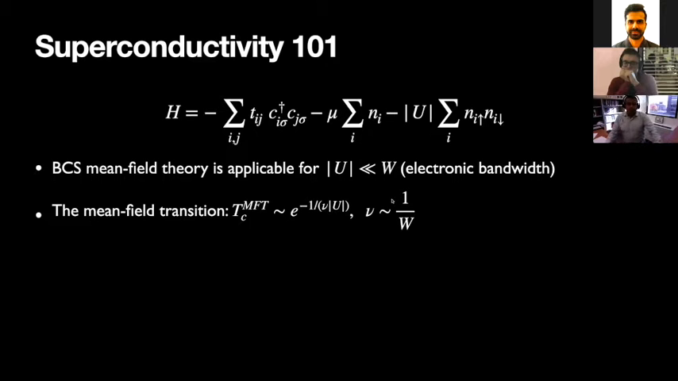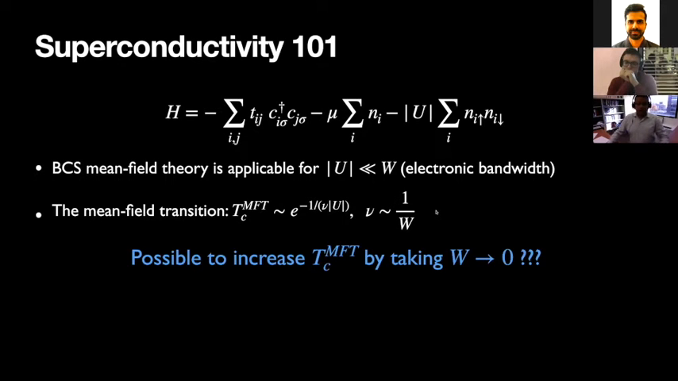Now, the question is whether I can crank up this mean field transition temperature simply by either making my bandwidth smaller and smaller, which enhances the density of states, or equivalently just cranking up the strength of interactions relative to the electron bandwidth. If I just literally take this expression for granted, then it would seem that yes, I can just arbitrarily crank up my mean field transition temperature.